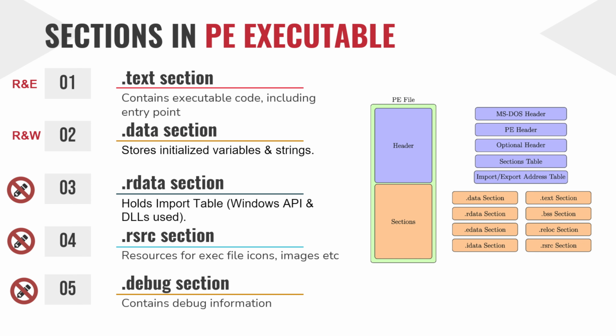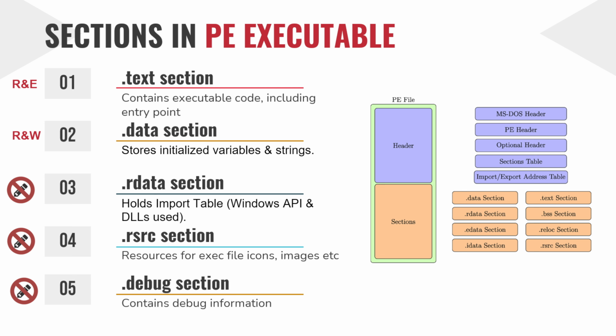Next we encounter the section headers for each section of the file. Each header describes the name of the section, the virtual size, raw size, virtual address, raw data pointer, and characteristics. There are mainly 7 sections which are available. First is the text section. The text section contains the executable code.